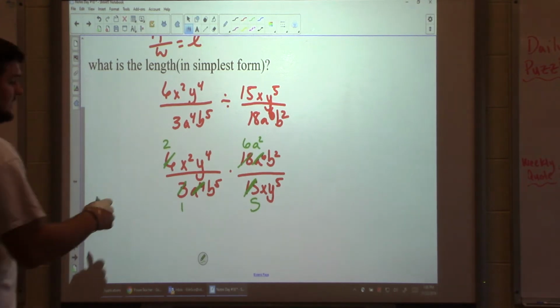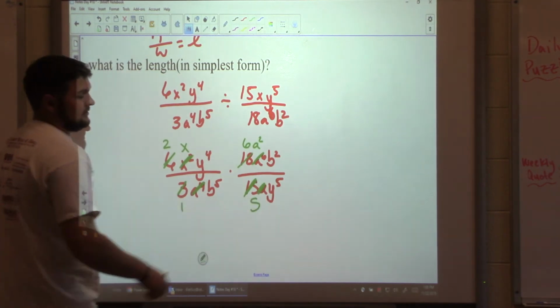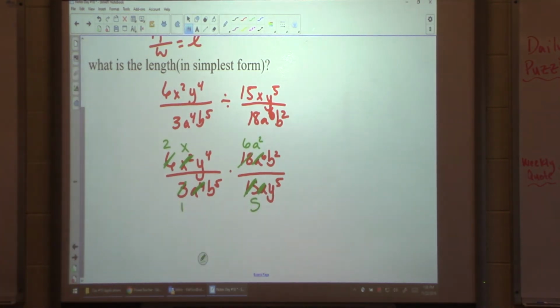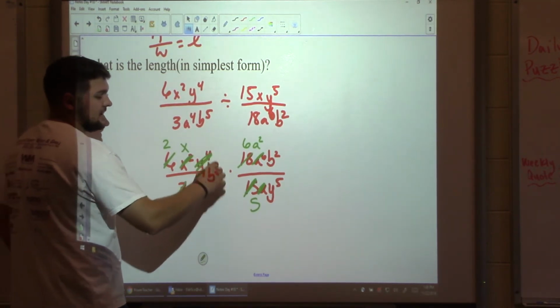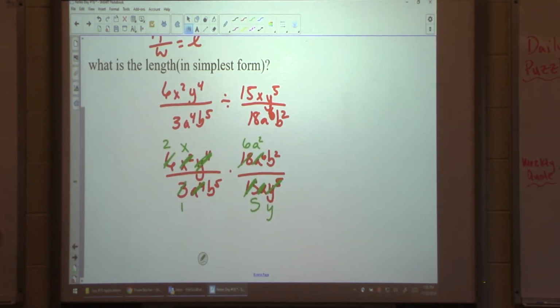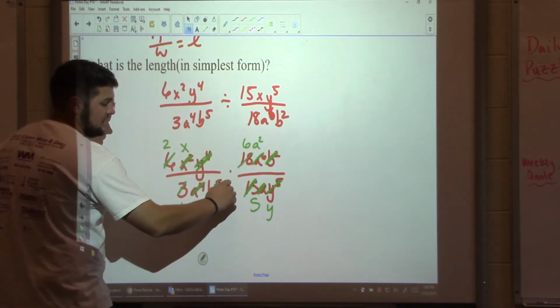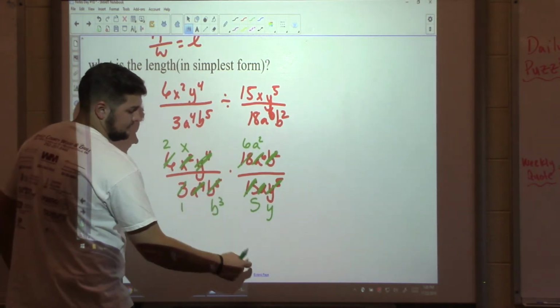Anything else? X and x squared. I can take an x out of both. On top I'm left with x, on bottom it cancels out. Okay? 2 more things. Y to the 5th, y to the 4th. I can take 4 of them out. On top they cancel, on bottom I'm left with just y to the 1st. One last thing. Sid, what do you got? B's, I can take 2 out of both. B squared cancels. B to the 5th turns into B to the 3rd.